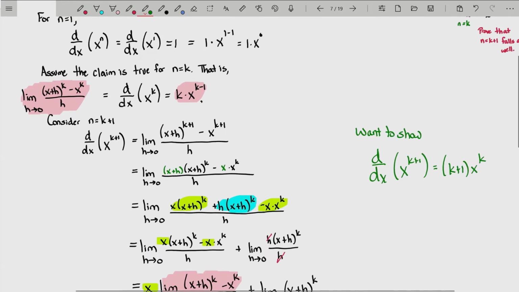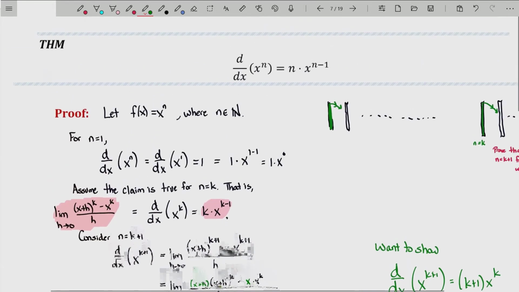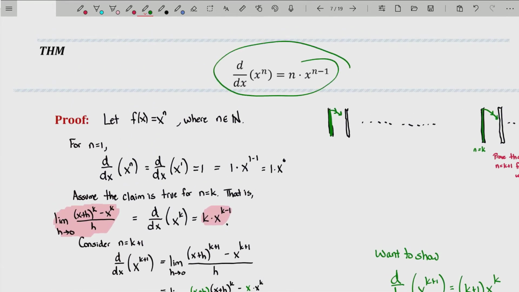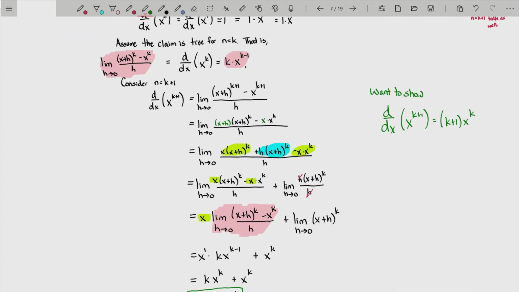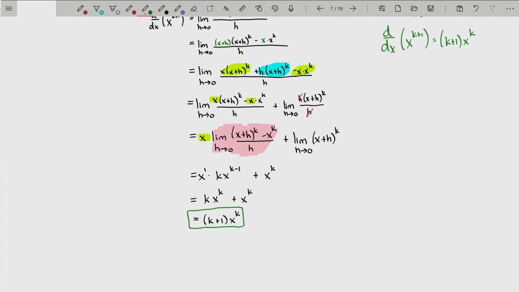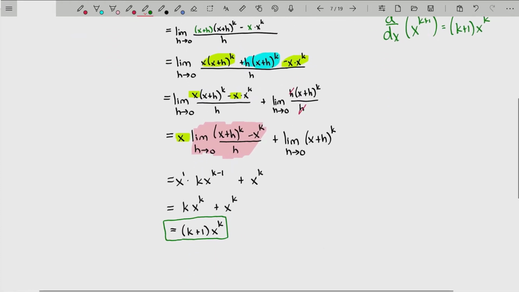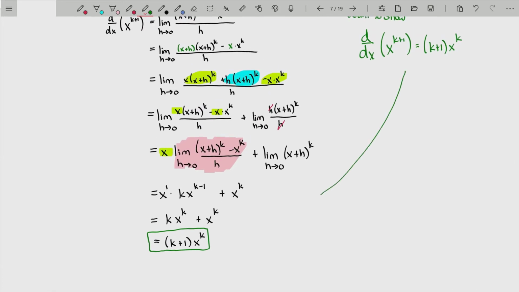That's what I want to show, because then that would showcase this theorem that if I let this n be k plus 1, its derivative would be k plus 1 times x to the k. Okay. So notice, sorry, my screen does that. Don't 100% know why it does that, honestly. But notice in the end, I actually get what I wanted to arrive at. I wanted to arrive at k plus 1 times x to the k, and I have it.